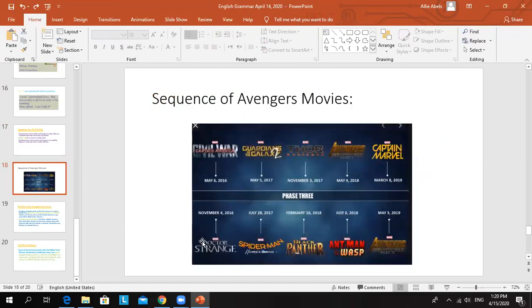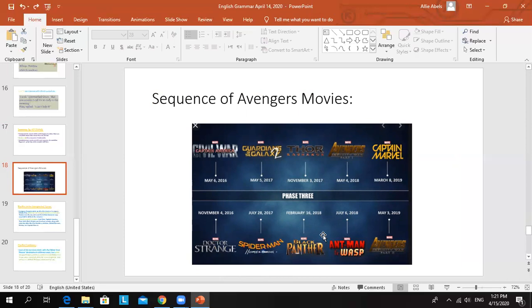Okay. If we look at this particular example over here, in this picture, we have a sequence of Avengers movies. Okay. So the first movie in the Avengers series was basically Captain America Civil War. That was the first one. The second one was the Guardians of the Galaxy, and Thor, Avengers, Captain Marvel, Doctor Strange, Spider-Man, Black Panther, Ant-Man and Wasp, and lastly, the Avengers Infinity War Part 2.